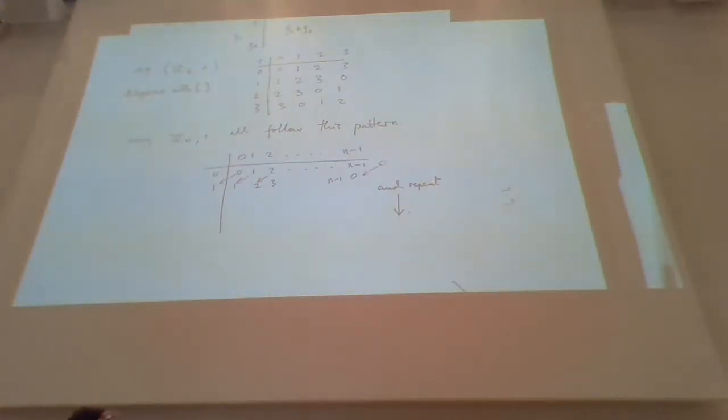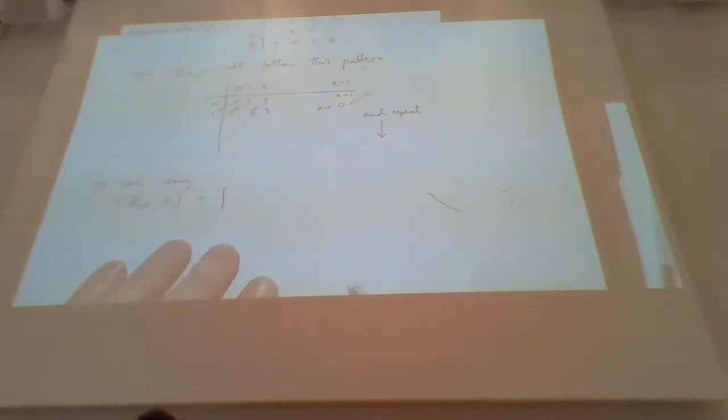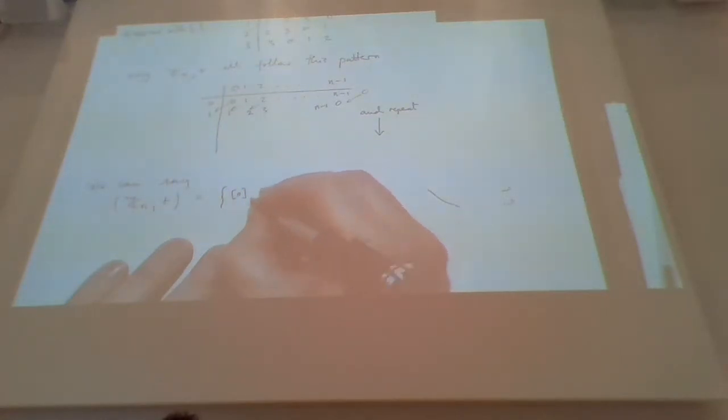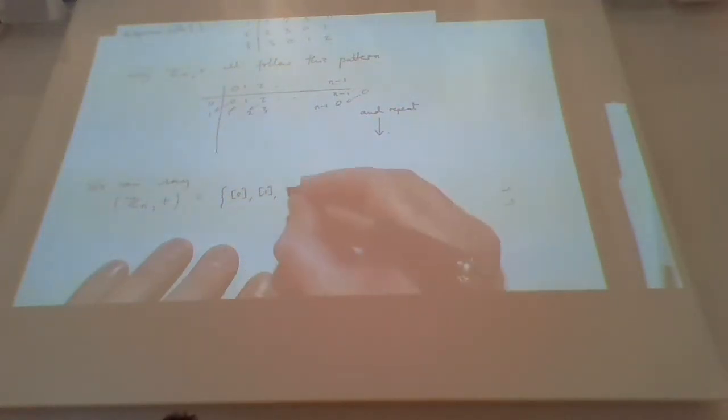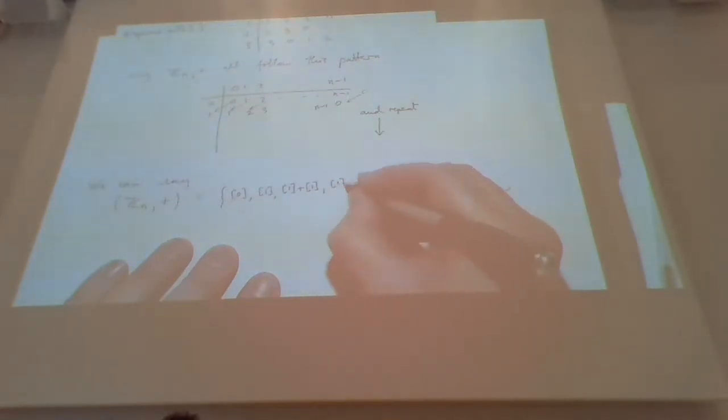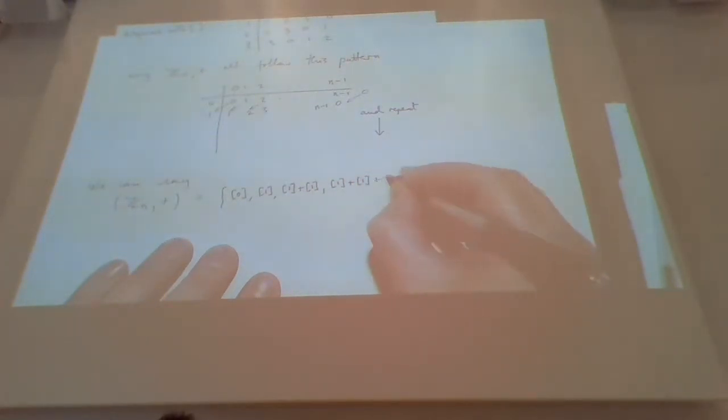Okay, so really, in group terms, the system of integers modulo n under addition isn't really all that complicated. There's the congruence class of 0, the congruence class of 1, the congruence class of 1 plus 1, the congruence class of 1 plus 1 plus 1. Everything can be represented as 1s added together.